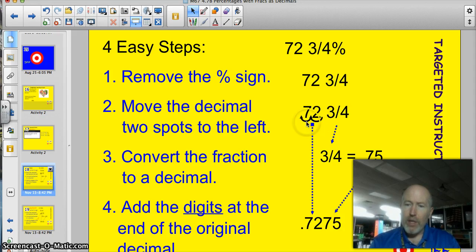Put it there. Now I have 0.72 and 3/4. Convert that fraction, which is 3/4, to a decimal, which is 0.75. And then just tack it on. Here's my 0.72 from right up here. Tack the 75 on right at the end. 0.7275. And just like that, it's in the hole.